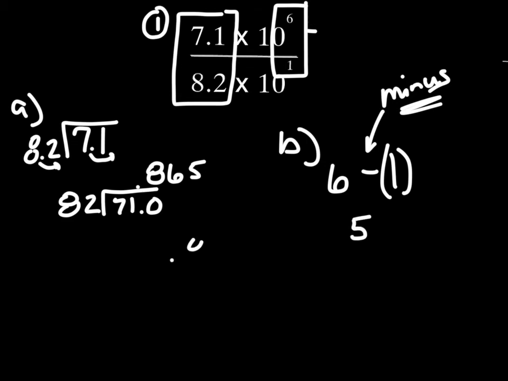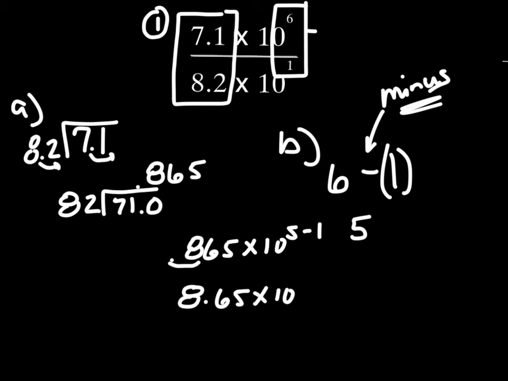We have 0.865 times 10 to the 5th. We notice that our number is not in between 1 and 9, so we're going to have to use the rule of Joule again. So we're going to move our decimal 1 to the right, which means we drop our power by 1. So we end up with 8.65 times 10 to the 4th in this case.